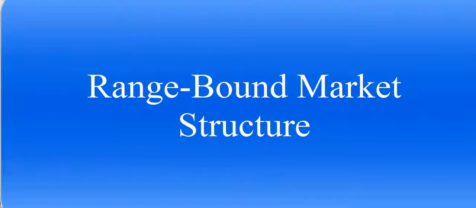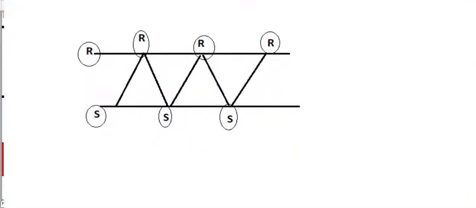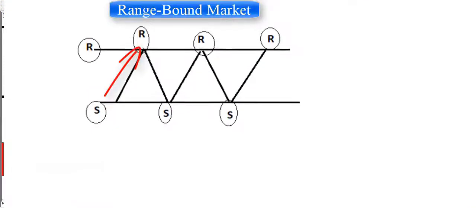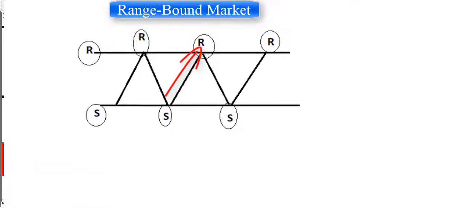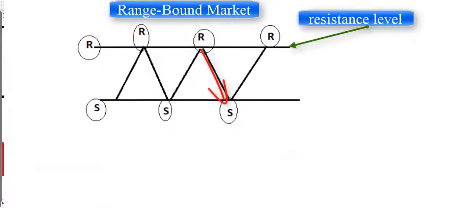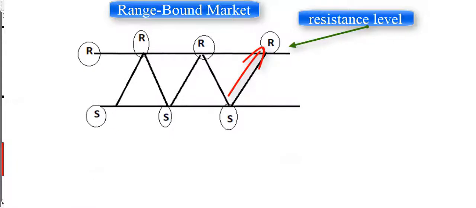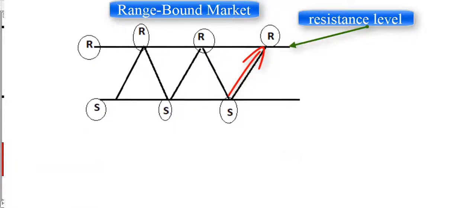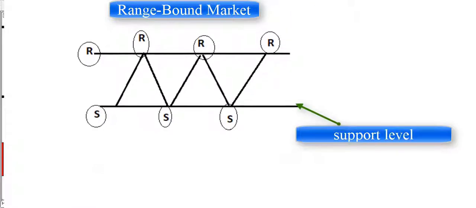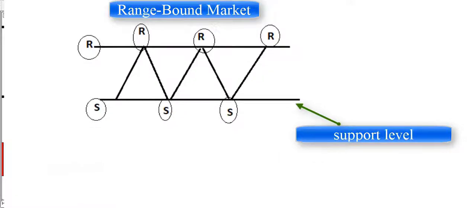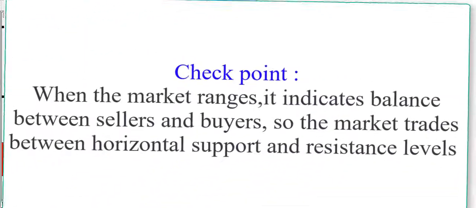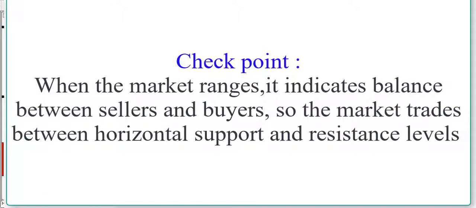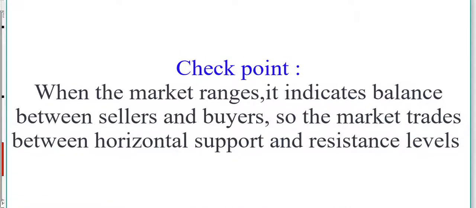The third type of markets is the range-bound market. A range-bound market is one in which prices bounce in between a specific high price and low price. The high price acts as a major resistance level in which price can't seem to break through. Likewise, the low price acts as a major support level in which price can't seem to break as well. When the market ranges, it indicates a balance between sellers and buyers. So the market trades between horizontal support and resistance.